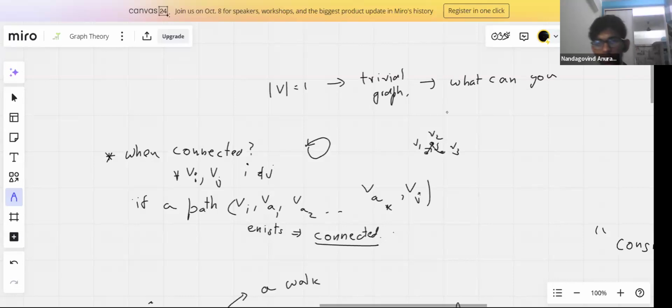I mean, it really depends. What can you say as what information? So you can have this is equal to 1. Assuming that's a simple graph, you'll have mod e equals 0. Then you'll also have that it'll be connected because there's literally only one vertex.